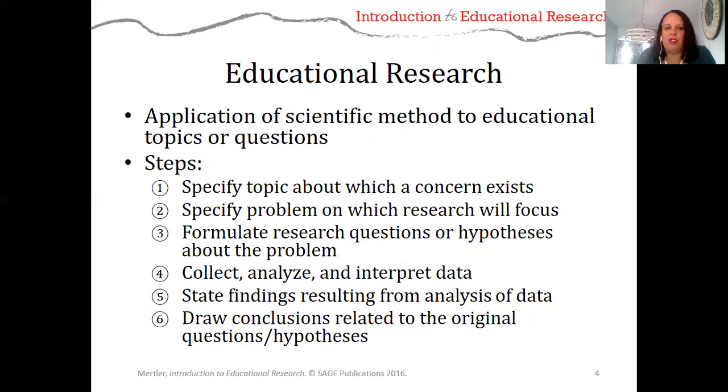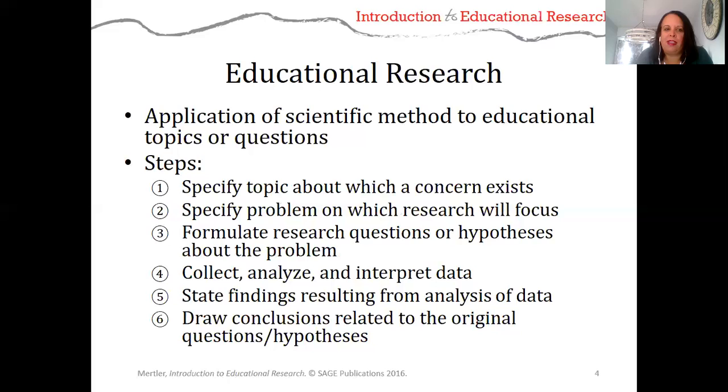In educational research, there are some similarities to Dewey's scientific research, but there's also some things that are a little bit different. When you apply the scientific method to educational topics or questions, you are going to state the topic or concern that exists, specify the problem that the research will focus on, formulate the research questions or hypotheses about the problem, collect, analyze, and interpret data, state findings, results from the analysis of data, and then draw some conclusions to the original questions or hypotheses.